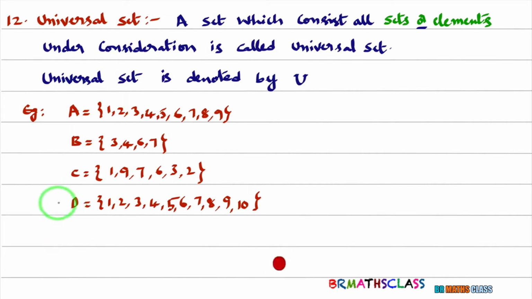You can observe the set D. This is the set which consists of all the elements under consideration. All the elements present in A are present in D. All the elements present in B are present in D. All the elements present in C are present in D. So what did you identify? The set D consists of all the elements under consideration. Therefore, D is the universal set in this consideration.